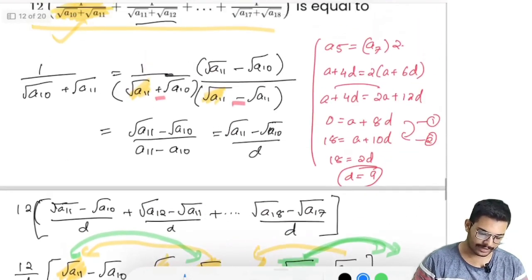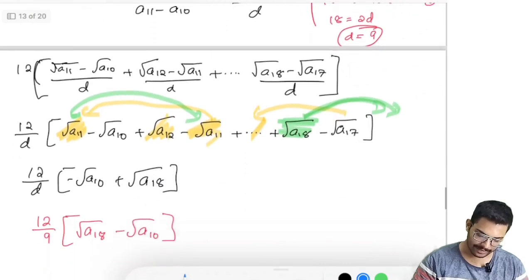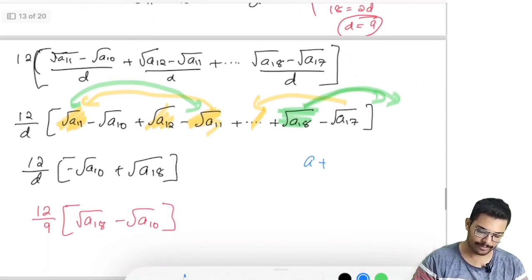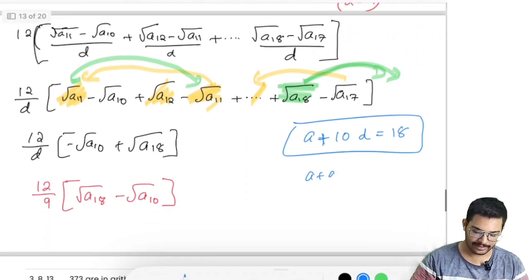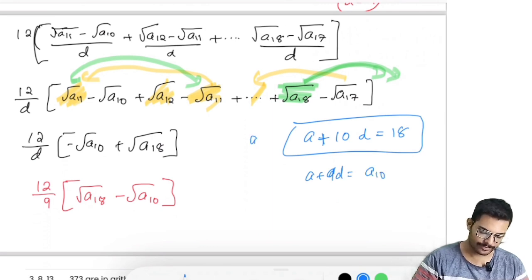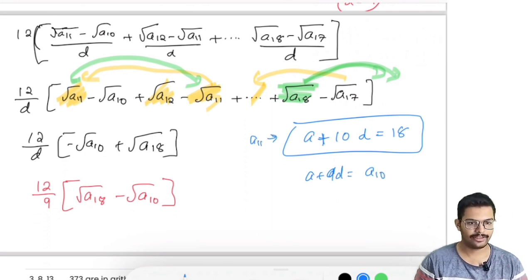We need the 18th term, but we have the 11th term. The 11th term is a plus 10 times d, and a plus 10d is 18. It is a11. When you subtract one common difference from the 11th term, you get a plus 9d, which is a10. So from a11, if you subtract d, you will get a10.